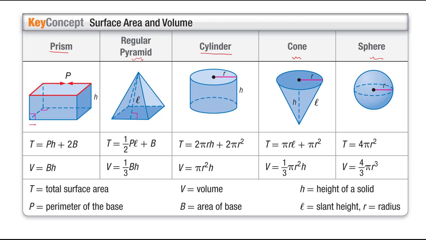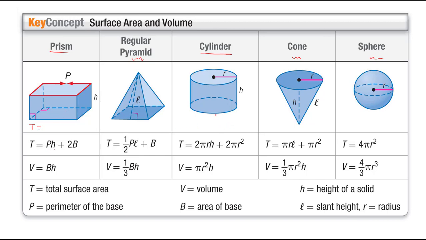So the rule for the total surface area of a prism equals the perimeter of the base times the height, plus twice the area of the base. It has 2 bases, so twice the area of the base, plus the perimeter of the base times the height. What is the perimeter of the base? It is the sum of the sides of the base. Now, the area of the base is the length times width, because this is a rectangle.